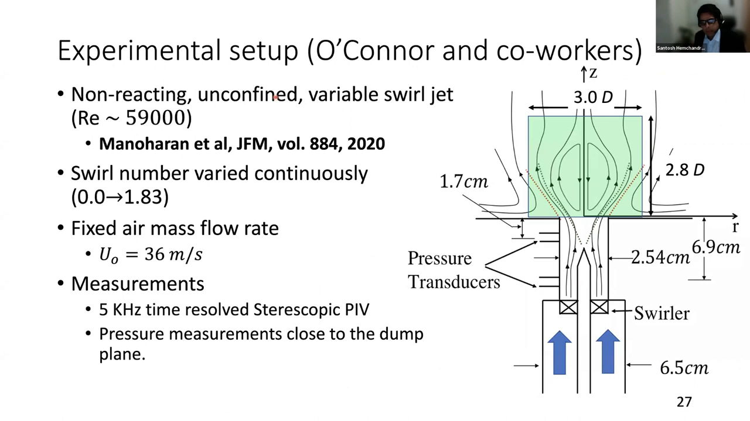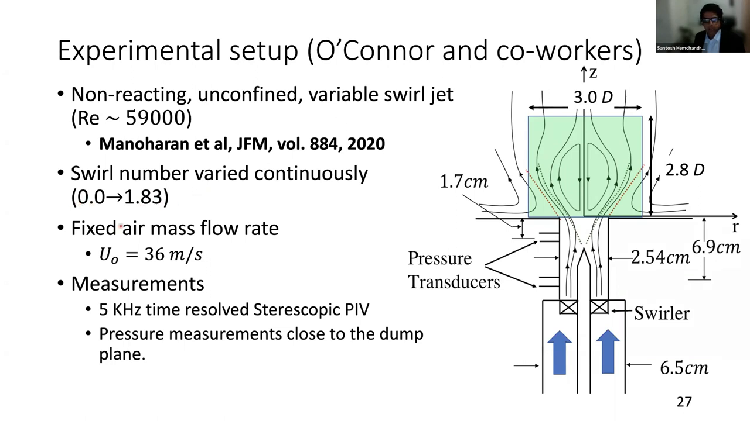So we decided to understand the PVC a little better, and the main results are all described in this JFM paper, and this is the rig. You have flow coming in from the bottom, a swirler where the blade angles can be varied, and flow coming out. This is the region in which PIV measurements were made at 5 kilohertz, time resolved, stereoscopic, and there were also pressure measurements close to the dump plane.